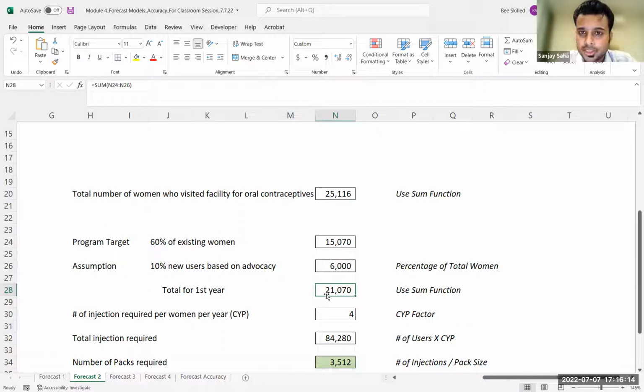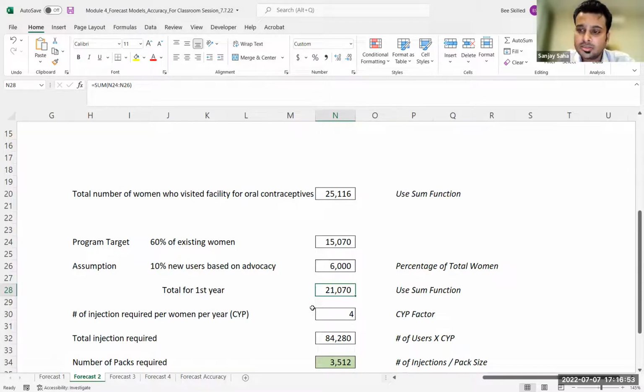So for the first year, when we're starting this program, what is the total number of women to whom we will dispense this product? We add this number, 15,000, with the 6,000. So we come to 21,070. This is the total number of women who we think, based on assumptions, program target and the services data of the previous year, will need this injectable contraceptive.